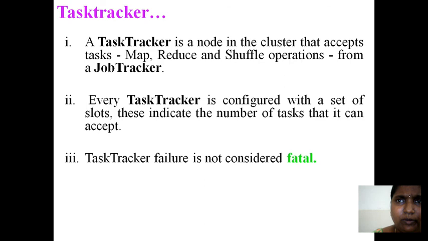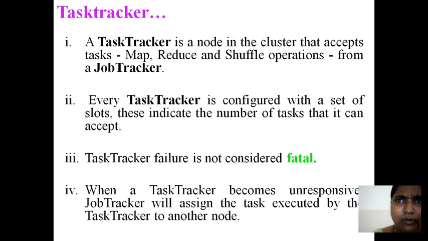But how do we know about the failure of a task tracker? The task tracker sends heartbeat signals to the job tracker every 3 seconds. Whenever the job tracker does not receive a heartbeat signal from a task tracker, it means that task tracker is down, and we have to divert the data to another task tracker.